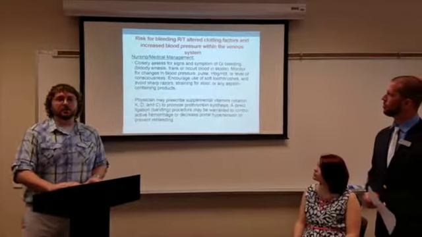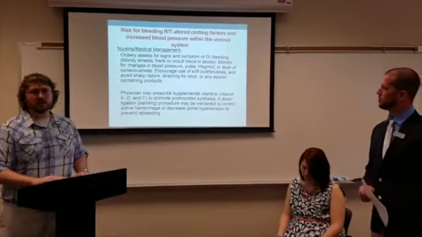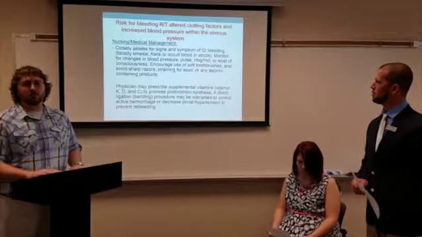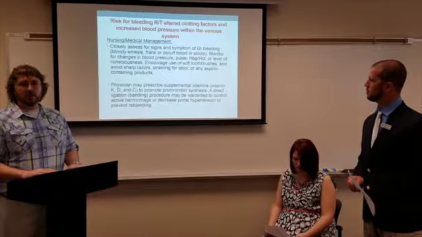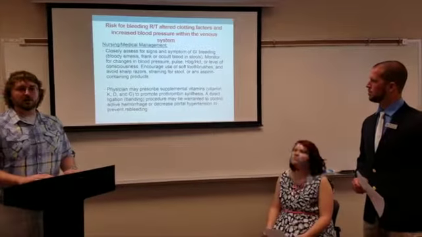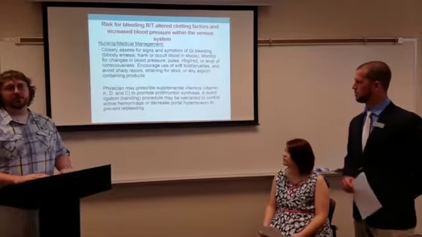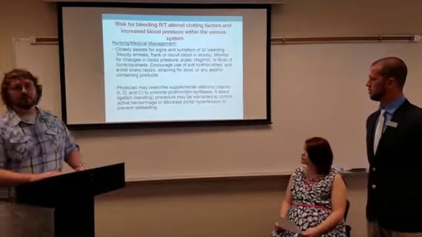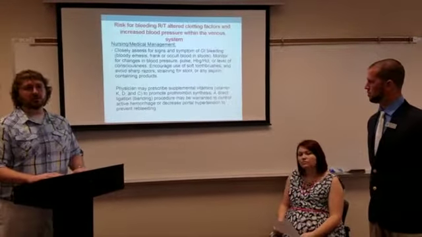Risk for bleeding related to altered clotting factors and increased blood pressure within the venous system. This nursing medical management will consider closely assessing for signs and symptoms of GI bleeding, which would be bloody emesis, frank or occult blood in stools. Monitor for changes in blood pressure, pulse, hemoglobin and hematocrit, or level of consciousness. Encourage use of soft toothbrushes and avoid sharp razors, straining for stool, or any aspirin-containing products. The physician may prescribe supplemental vitamins such as vitamin K, D, and C to promote prothrombin synthesis. A ligation or banding procedure may be warranted to control active hemorrhage or decrease portal hypertension to prevent rebleeding.